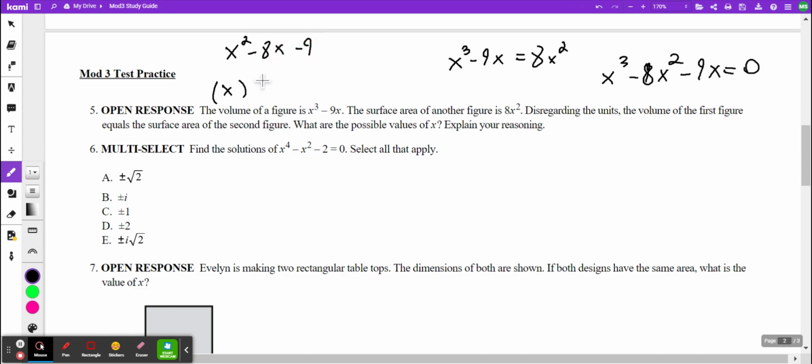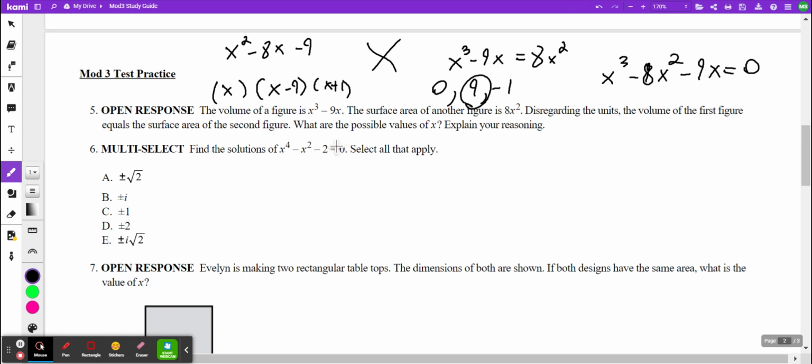And so what I would need to have is x minus 9 and x plus 1 if I was to factor it using the AC method. And so the answer choices would be 0, 9, or negative 1. Well, we can't have negative 1 units. We can't have something that's 0. So the only answer choice is 9. Let's go on. So multi-select. Select all that apply. It says find the solutions of this, select all that apply.